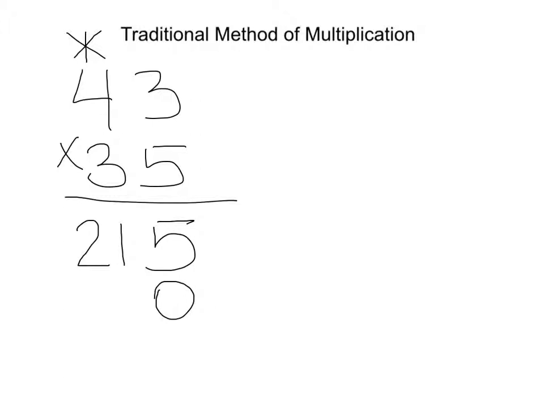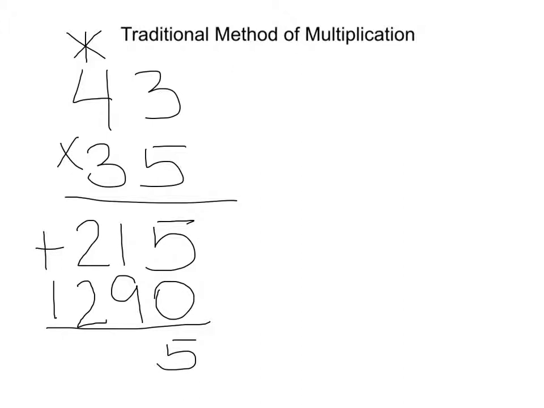We start by doing the 30 times the 3, which gives us 90. So we write the 9 down here, and we have nothing to carry. And then we move on to the 30 times the 40, which gives us 1,200. Now we add up both of our answers. 5 plus 0 gives us 5.